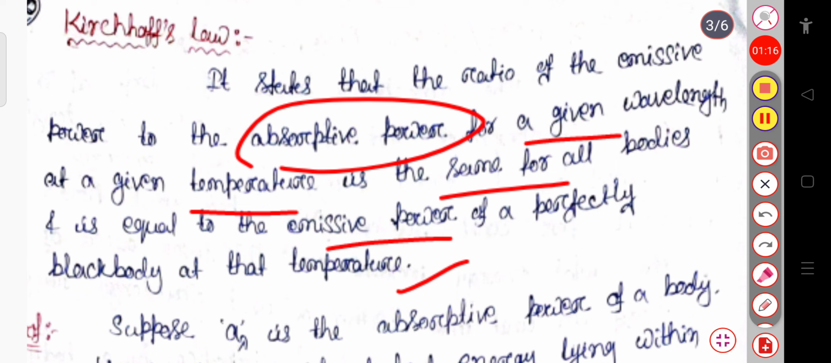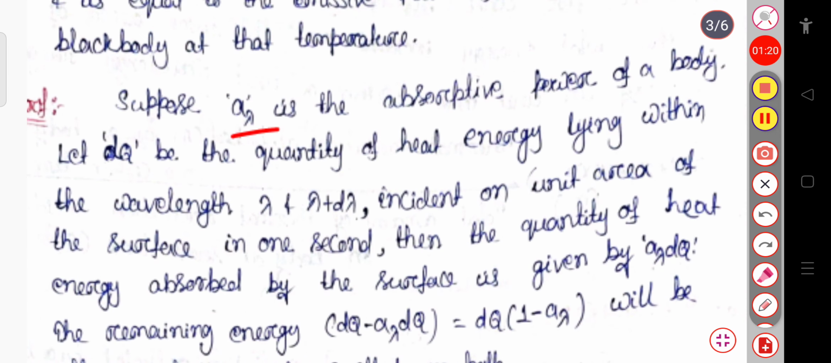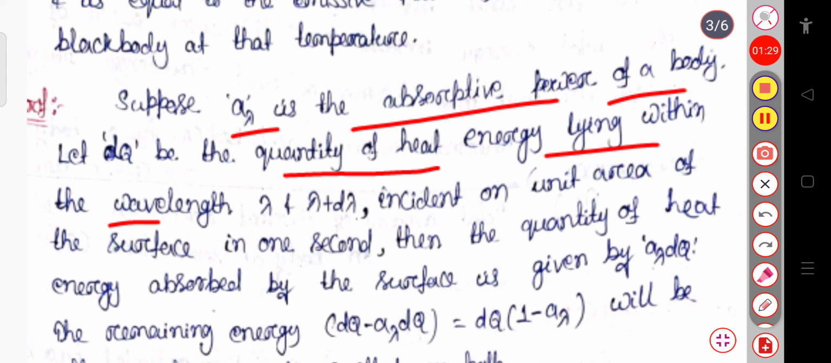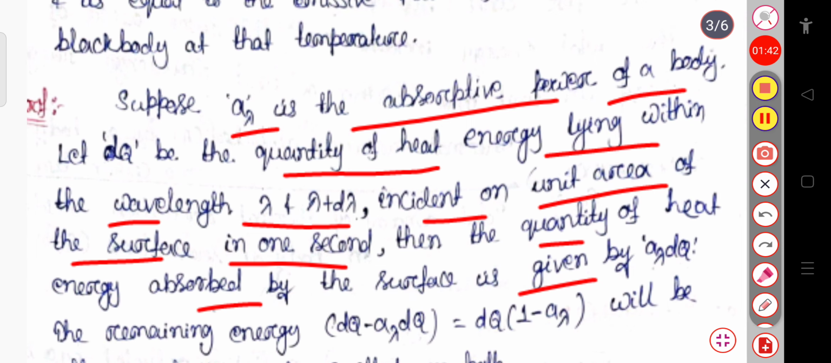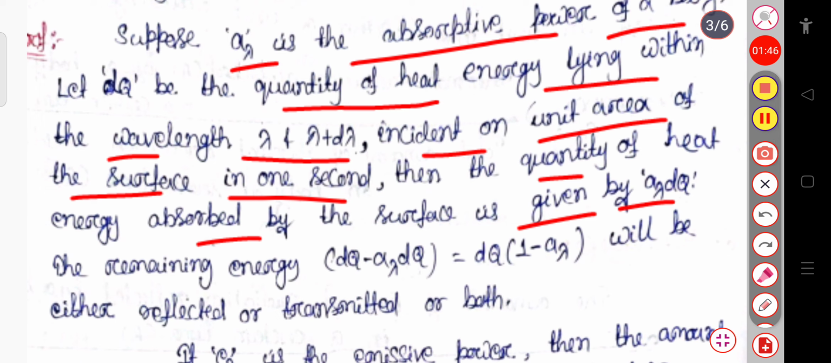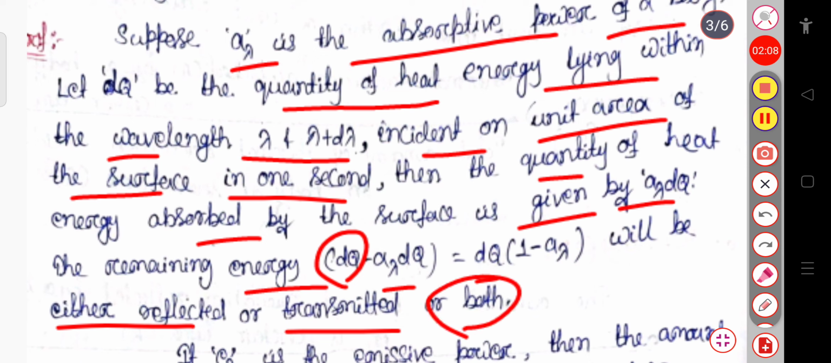So, here we will see what Kirchhoff's law is. Suppose A lambda is the absorptive power of a body and dq is the quantity of heat energy lying within the wavelength lambda and lambda plus d lambda, incident on the unit area of the surface in 1 second. Then the heat energy absorbed by the surface will be A lambda dq. The remaining energy will be dq minus A lambda dq, taking dq common, dq into 1 minus A lambda. This will be either reflected or transmitted or both. It means that after absorption, the remainder may get reflected or transmitted or both.